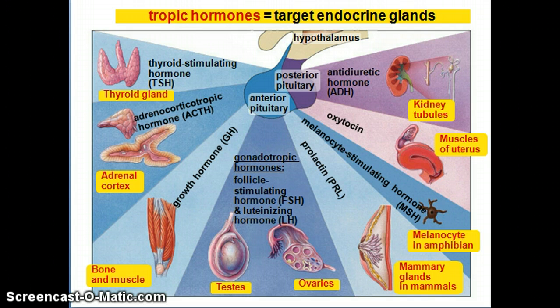The one I skipped over was growth hormone, and growth hormone is secreted by the anterior pituitary gland, and it's unique in that it has tropic and non-tropic effects. So it both promotes growth directly, and it also will have other metabolic effects. And we'll look at that in a couple more slides.